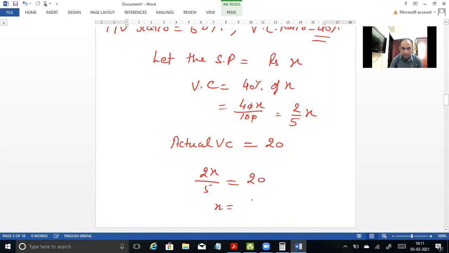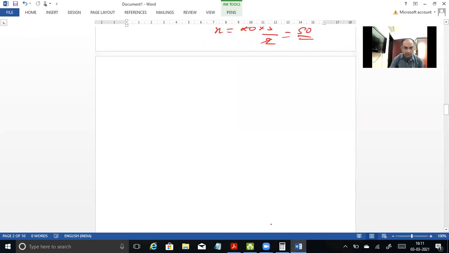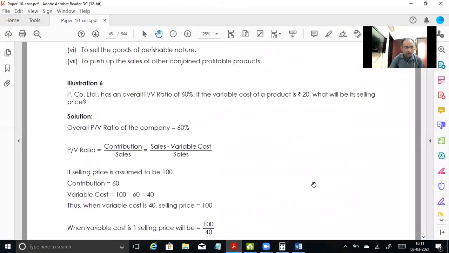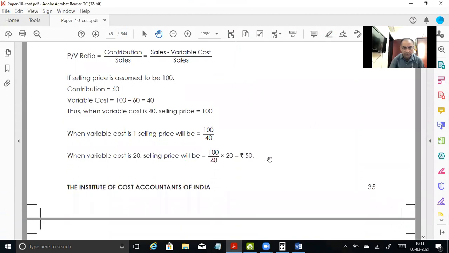So x is equal to, what will we do? 20 into 5 by 2. So it would be 50, which is your selling price. Answer. Simple. Okay. Or you can assume 100 also. By that method also we can do. So there are methods available. So here we can check that, yes, the answer is 50.